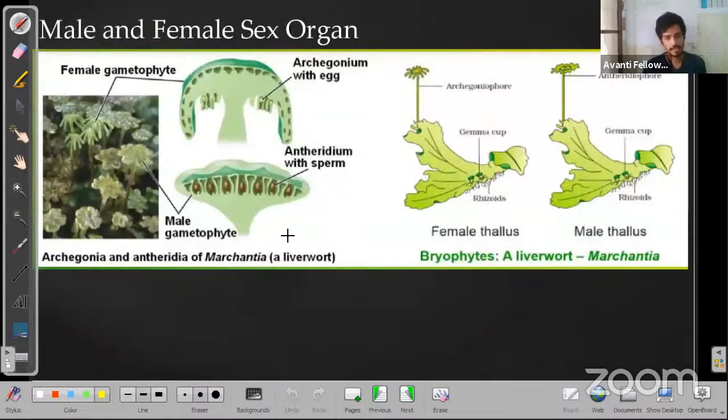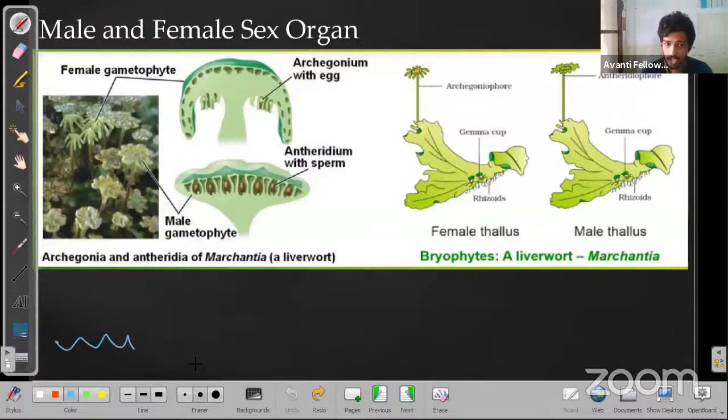Before we go for male and female, we will complete some other things. How the plant body is, we will discuss that later. Plant body without root, without stem, we already discussed. Yes, the plant body is haploid. They need water for fertilization. They are small, so vascular tissue is not needed. Yes, correct. I'm going to explain that.